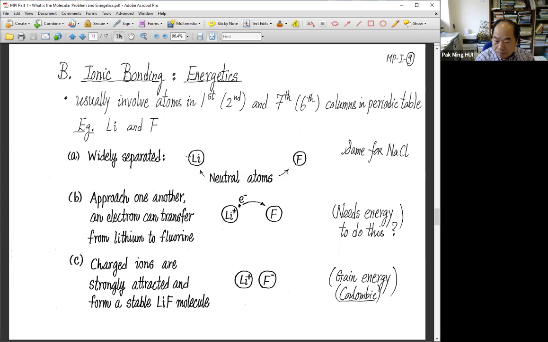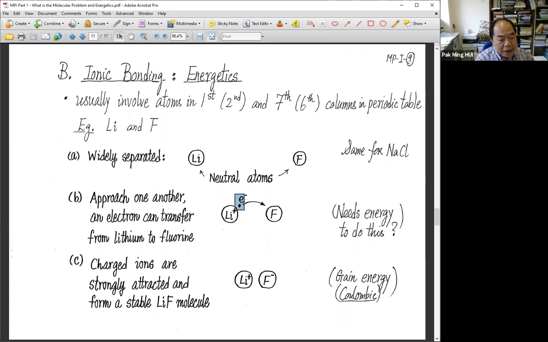Start with neutral atoms. First question: if there is a charge transfer, meaning the 2s1 electron, rather lonely out there, goes to the other side to become a fluorine minus ion, how much energy is needed? That is the question, okay? Here, there are two energies involved. We discussed them in the atomic physics module. One is the ionization energy: how much energy you need to take this electron out of lithium. That is the ionization energy.